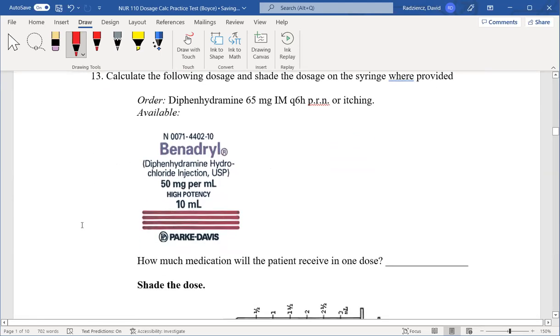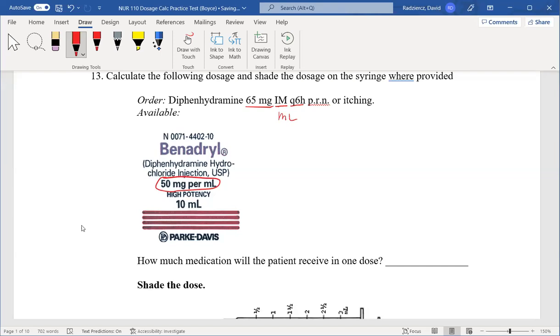All right. For Benadryl or diphenhydramine, the order is 65 milligrams intramuscular. As soon as you see intramuscular, you know it's milliliters. We don't have any other way of injecting a liquid that's not in milliliters other than maybe cc's. And then I'll show you the other way to know that you're dealing with milliliters in just a second. Every 6 hours as needed for itching. So it says the available is 50 milligrams per milliliter.